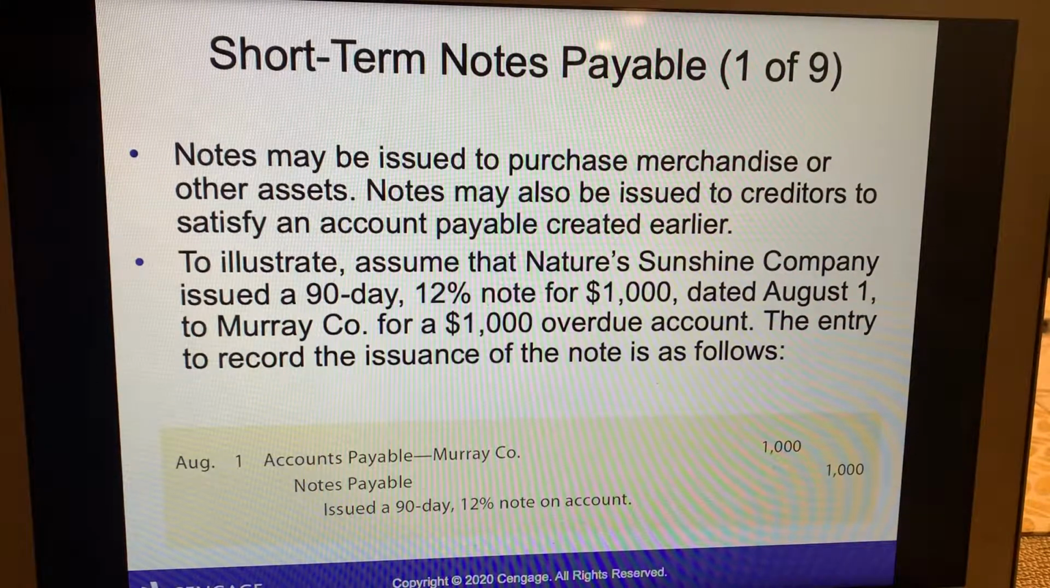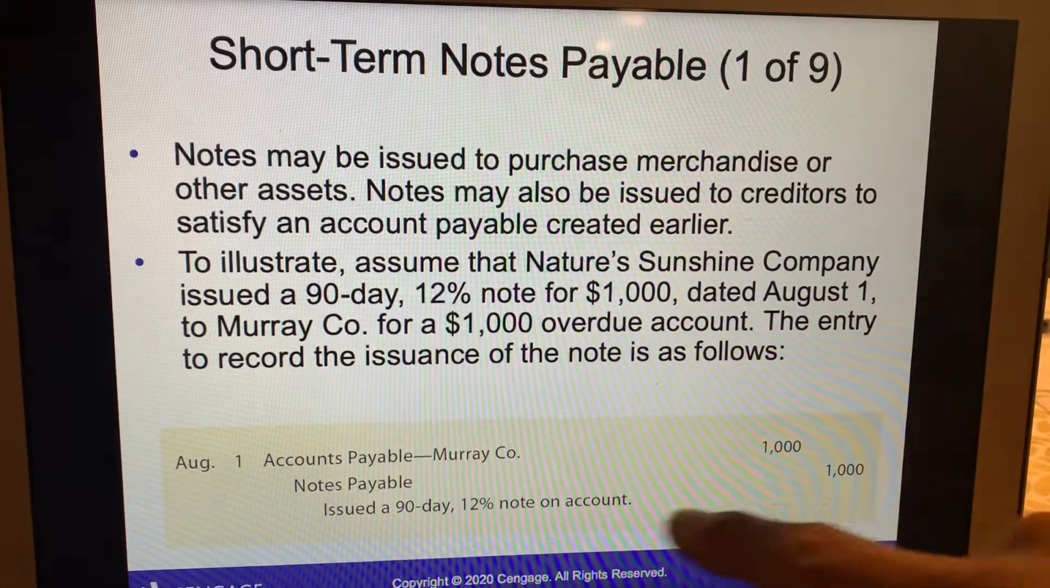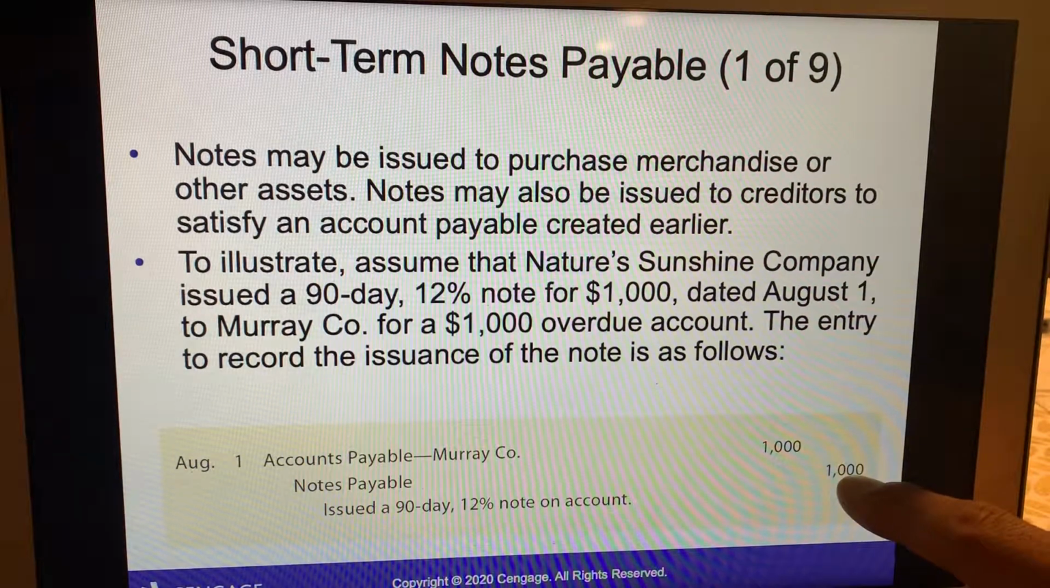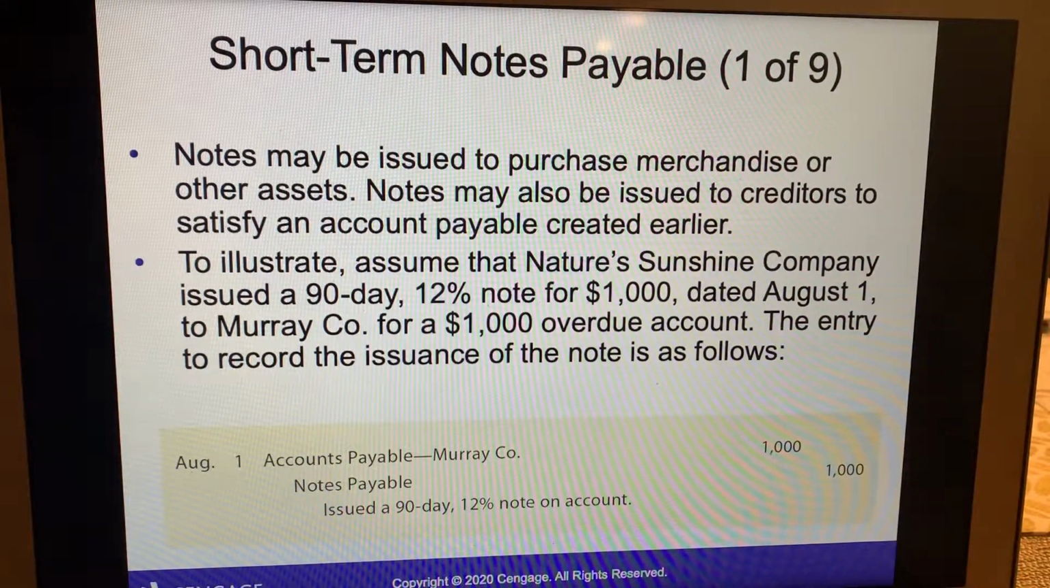So, short-term notes payable. Here's how we would account for this. This is a 90-day 12% note for $1,000 dated August 1. So for a $1,000 overdue account, the entry to record this would be accounts payable 1,000, notes payable 1,000. So we issued a 90-day 12% note on account. That's how we would record that.